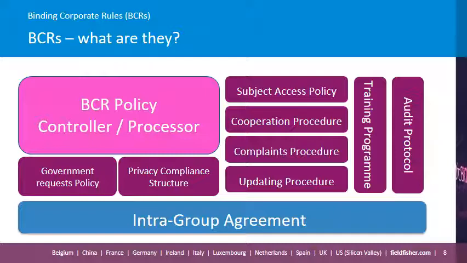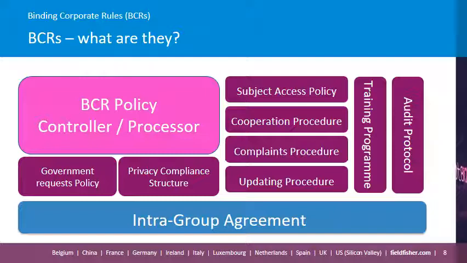The GDPR helpfully sets out what should be included in your BCR policy, and the European Data Protection Board, who we call the EDPB, also have various checklists which you can use to ensure everything has been covered in your BCR application. The way BCRs usually work is that you have a front-end policy, controller policy, processor policy, and then you have various appendices. The purple highlighted examples on the slide are typically what we would include in these appendices.